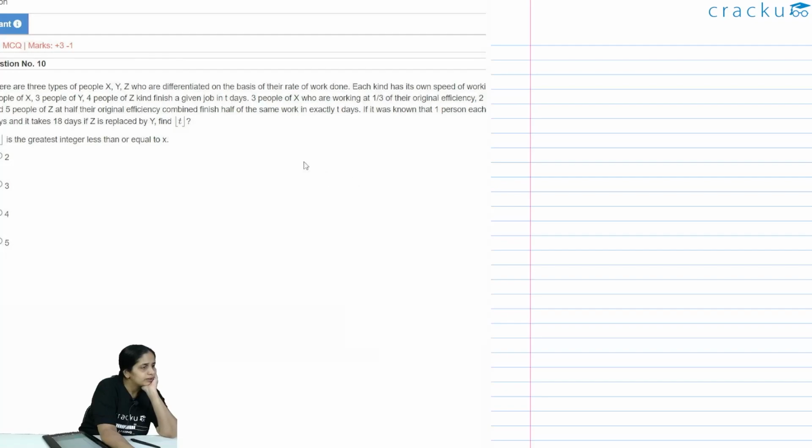The two types of physicists are differentiated on the basis of the work done. Each kind has its own speed of work, not the same for all people of a given field. It's a very complicated question.